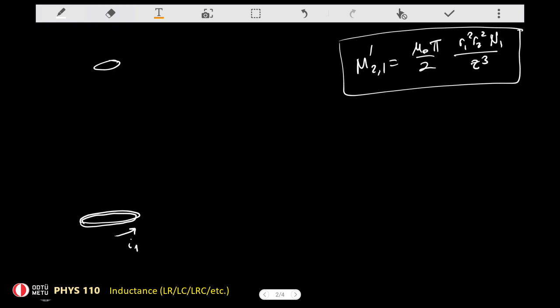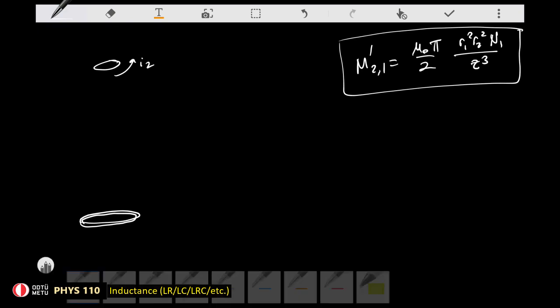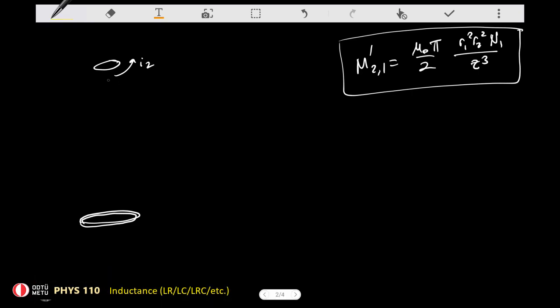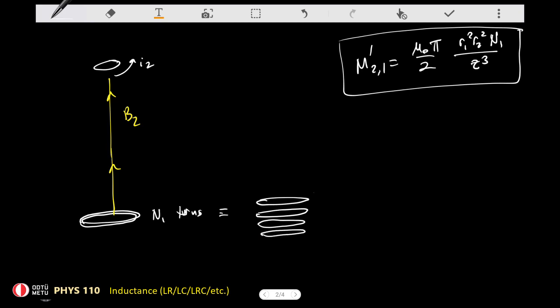Let me erase this. So in that case, just look at the other way around. So there's a current in the second circuit that produces a magnetic field. So this thing doesn't change now. So there's a magnetic field B2 now. So that magnetic field passes from here. But the first circuit is a coil, and there are N1 turns of coil in here. You can then think of this as N1 many different circuits which are placed on top of each other. There are N1 loops.